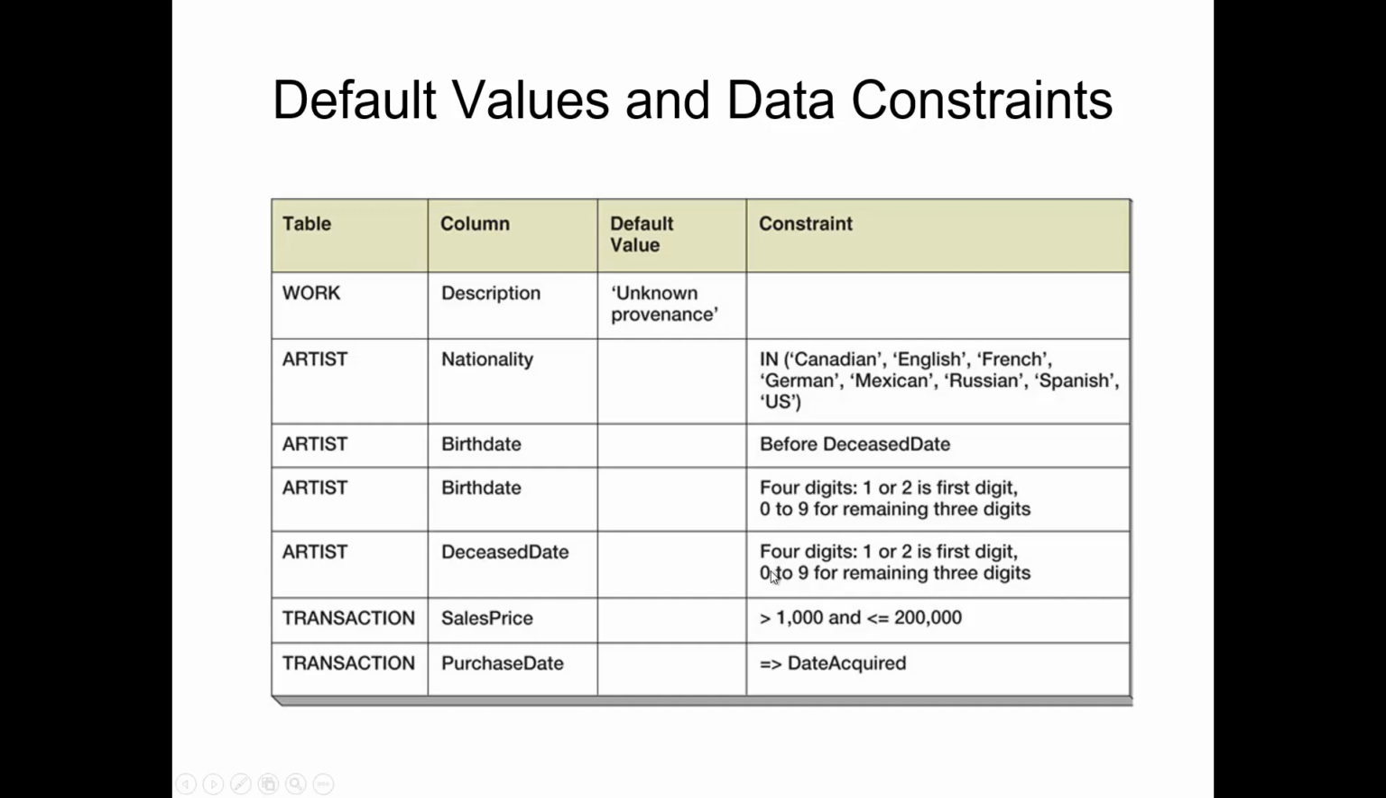And the same applies for the deceased date. For the sales price, it will be greater than 1,000 and less than or equal to 200,000. And for the purchase date, it will be equal to or greater than the date that it was acquired.